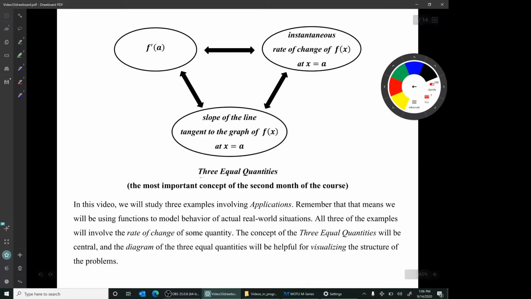Here's a diagram of those three equal quantities. We have the value of the derivative of the function at x equals a. We have the number that's the instantaneous rate of change of the function at x equals a. And we have the number that's the slope of the line tangent to the graph of the function at x equals a. Now in this video, we'll study three examples involving applications. Remember that that means that we'll be using functions to model behavior of actual real-world situations. All three of the examples will involve the rate of change of some quantity. And so the concept of the three equal quantities will be central. And this diagram of the three equal quantities will be helpful for visualizing the structure of the problems.